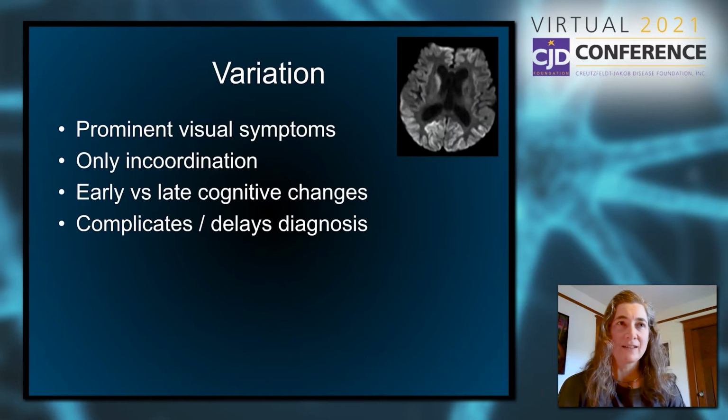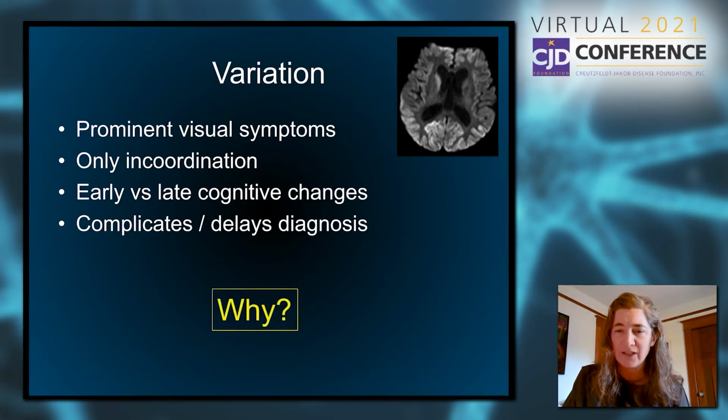Now, today what I'd like to talk a bit about is variation, and that specifically refers to how patients present with CJD. You may be aware that patients present with a variety of symptoms. Sometimes it's prominent visual symptoms. Sometimes it's just incoordination. Sometimes people have dementia and cognitive changes early in disease, sometimes late. And this can complicate the diagnosis, even delay the diagnosis at times. But my question today is, why is there variation?